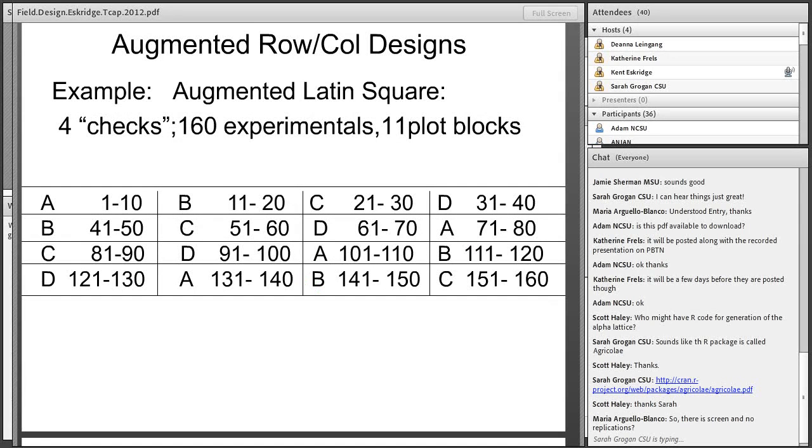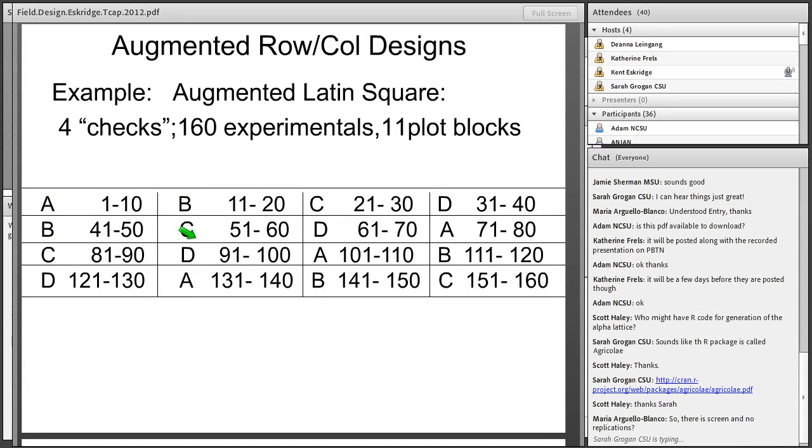We can also apply these row column ideas to augmented designs. So we could set up not just a randomized complete block design, but notice I could set up a Latin square on the checks, and then have blocks of size 11, and augment each block with the experimentals 1 through 10. And so in this example, I could evaluate 160 unreplicated experimentals with 4 checks in a Latin square with 11 plots in a block. So I'd have a total of 16 blocks altogether.